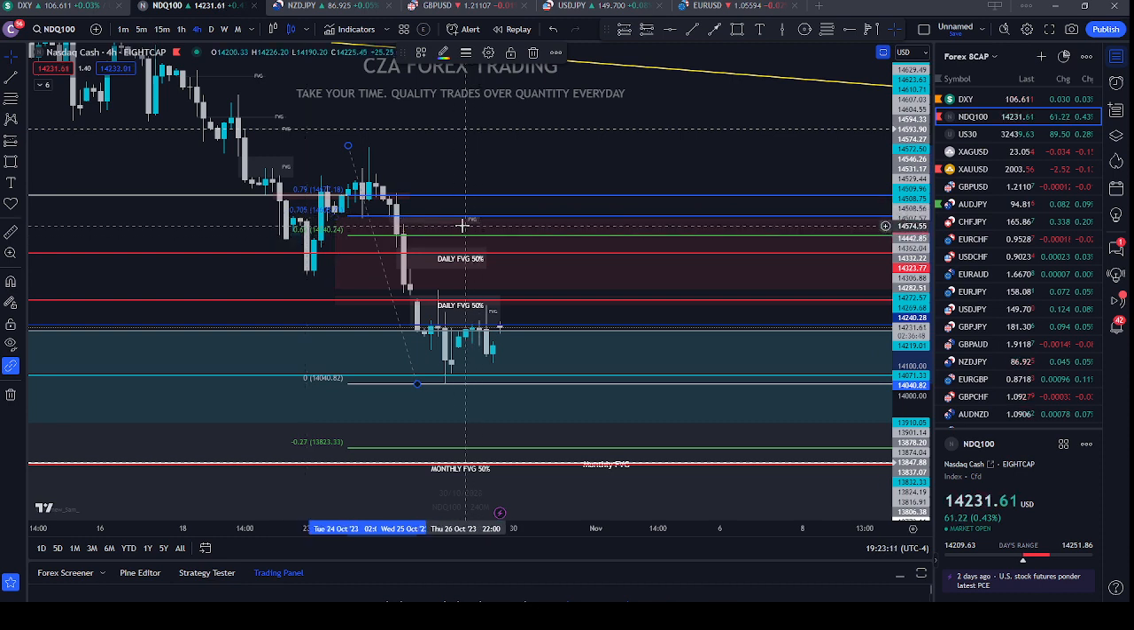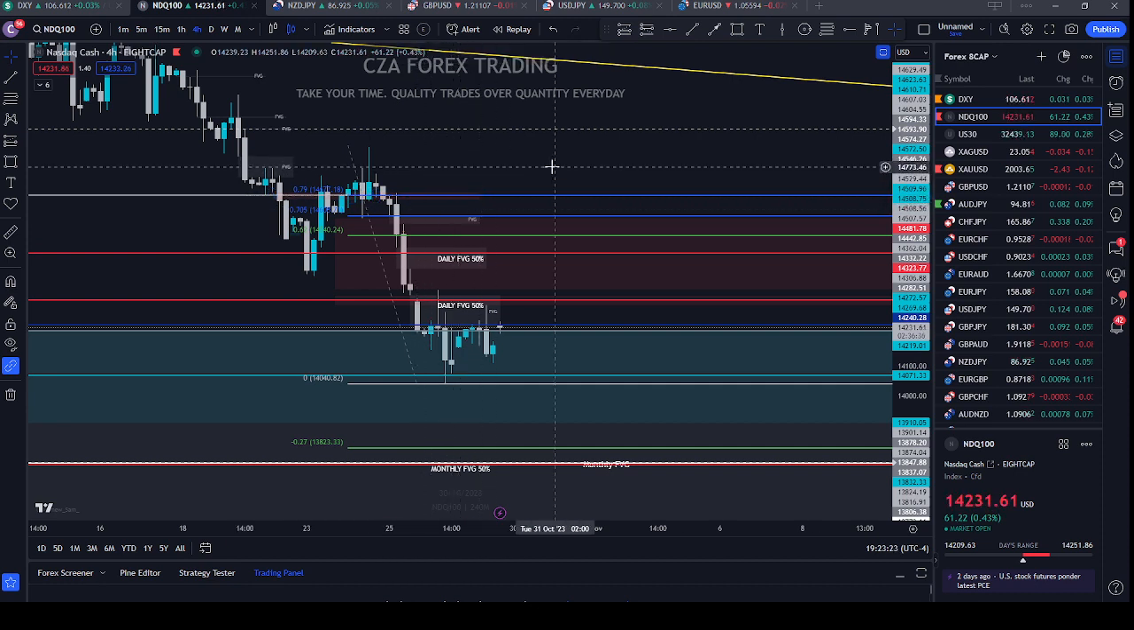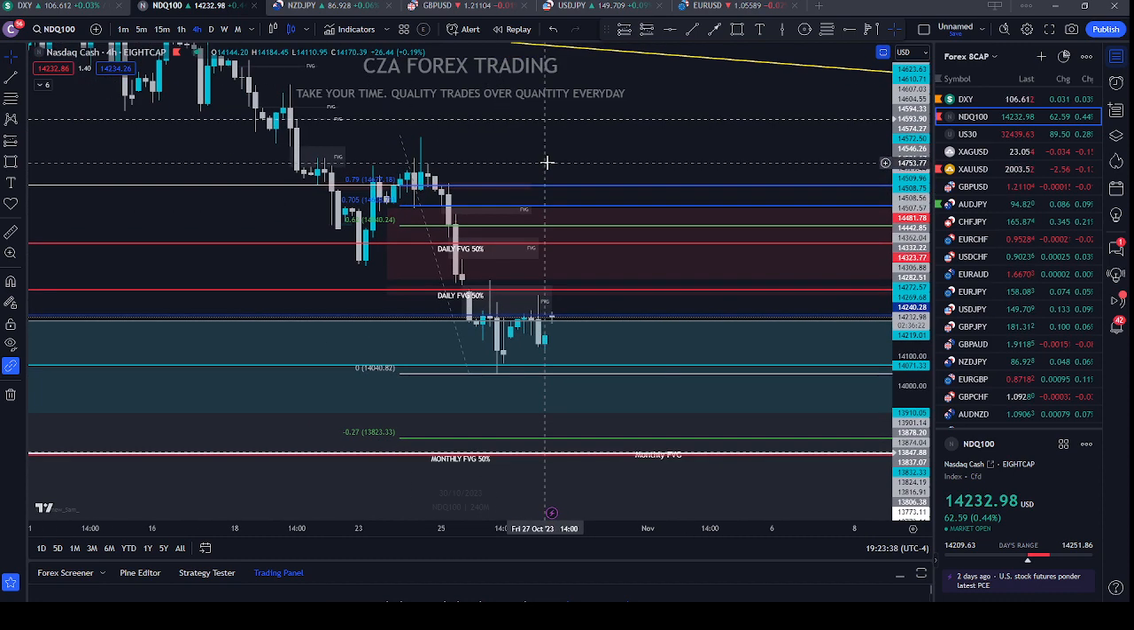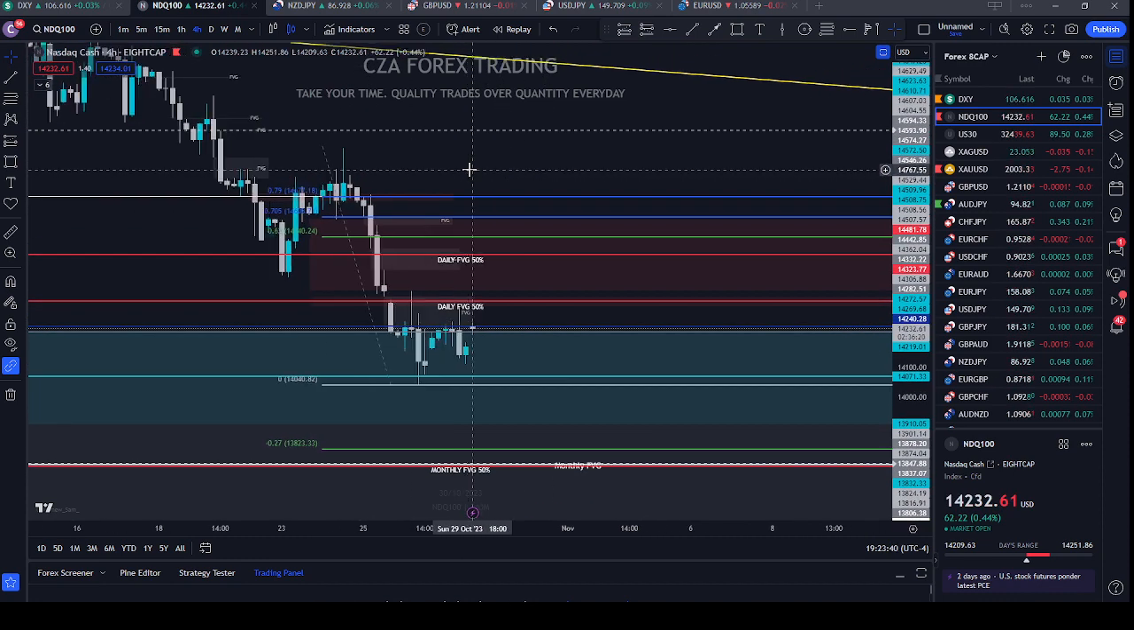0.705 overlaps on this fair value gap. 0.79 overlaps on this previously mitigated fair value gap, which is awesome. That's awesome confluence. I'll leave my fibs on for this one. So trade entries on 0.62 looks pretty solid, and a trade entry on 0.705 looks pretty solid as well. 0.79 looks pretty good because that's a confluence.